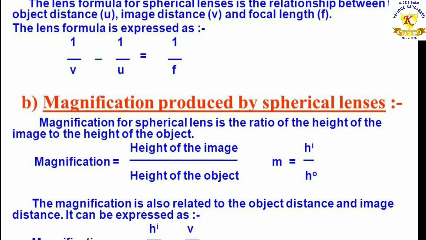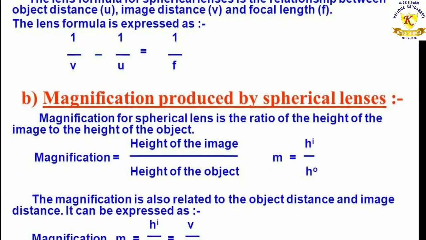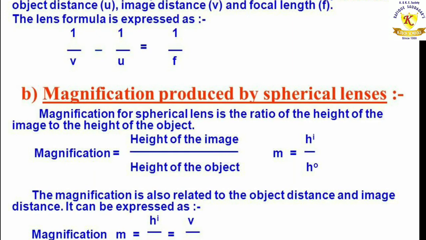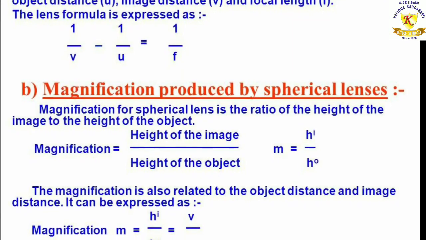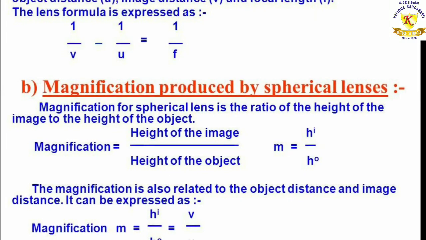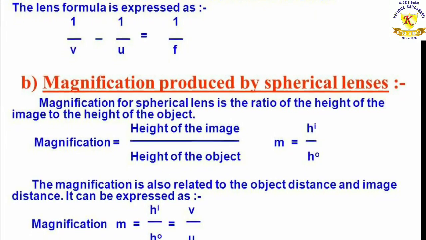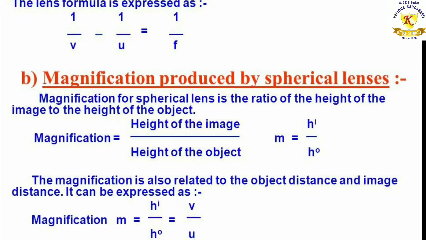Magnification produced by spherical lenses. Magnification for a spherical lens is the ratio of the height of the image to the height of the object. Magnification is equal to the height of the image upon the height of the object. That is, m = h1/ho.